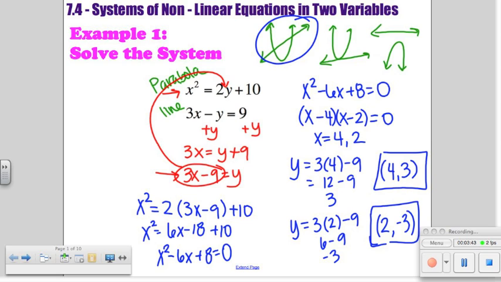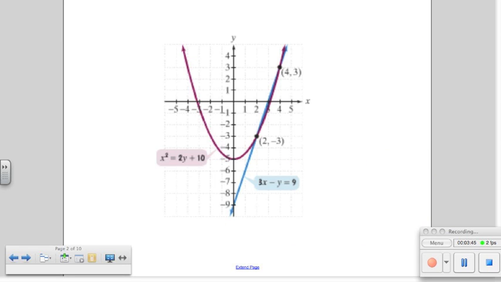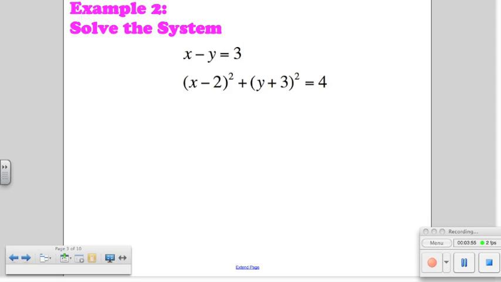Now if I go to the next slide for a minute, you can see that this is a picture of those two equations, and these are the 2 points where they cross. All right, let's look at the next one.